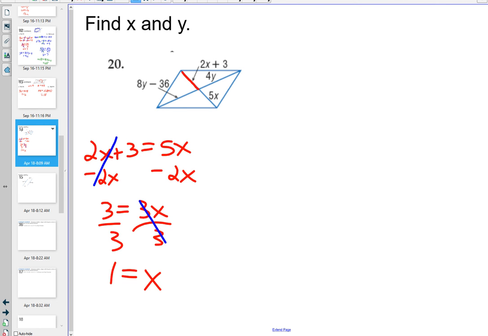I'll give you a minute here. Why don't you guys do y? Find y for me. Raise your hand when you got it. You got y already? What'd you get? No. The x's are done. The y is completely separate. Yeah. Okay. Good job. You said 9. Let's see how we got that.